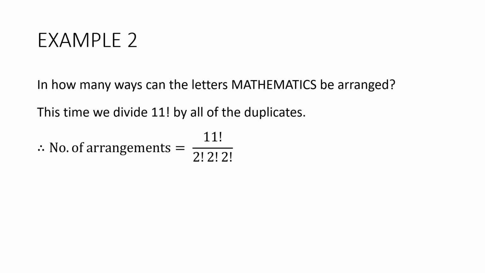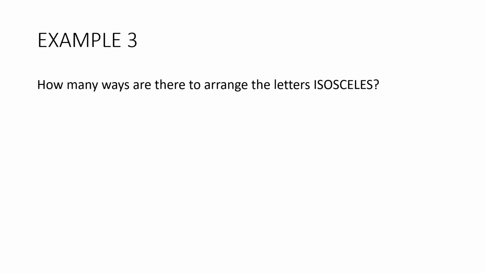Now you might be thinking, why do we need the factorial here? Because 2 factorial is just 2. And that's actually okay if there's just 2, but if you've got 3 letters the same, then there are 3 factorial ways to arrange them. So I would encourage you to keep this factorial notation even for the 2. The answer is 1,989,600.